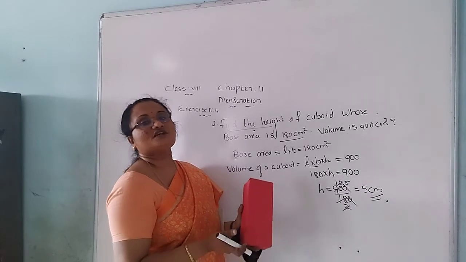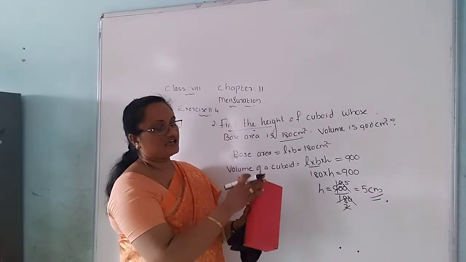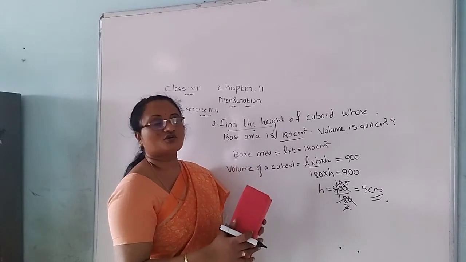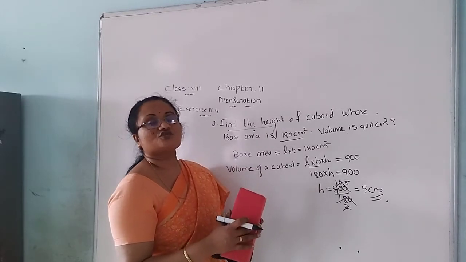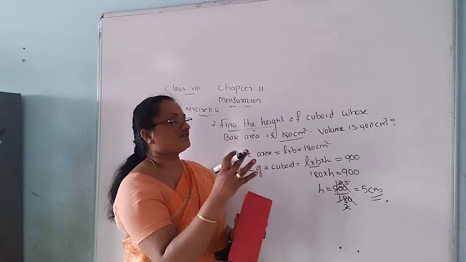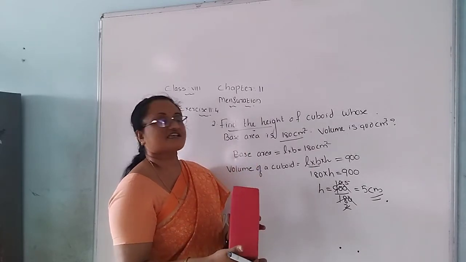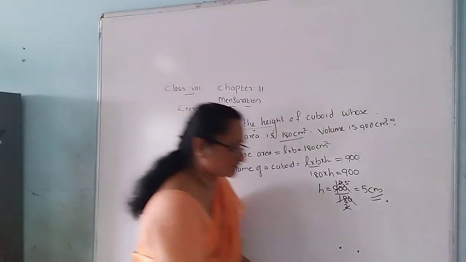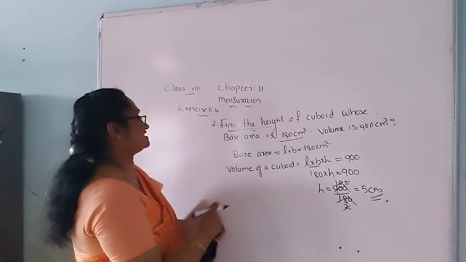That is the meaning: the base area is given, and the volume of the cuboid is also given. How to find the height? That volume value is divided by the base area, and we get the height. That is the meaning. This is the second question.